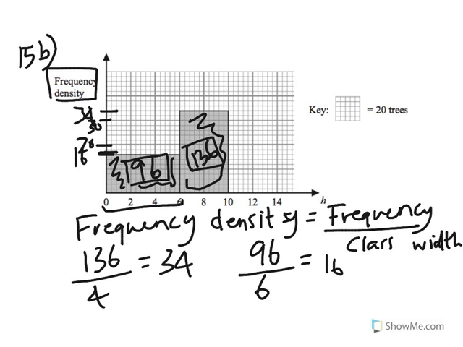So from 10 to 13, there are 75 trees. So that means that the frequency density should be 75, the frequency, divided by the class width, which is 10 to 13, which is 3. So 75 divided by 3 is a frequency density of 25. Now, all you have to do is, when you're plotting these bar graphs, you have to go up to 13, which is somewhere here. And 25 is somewhere on this length.